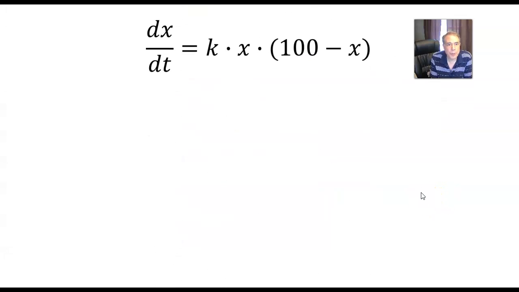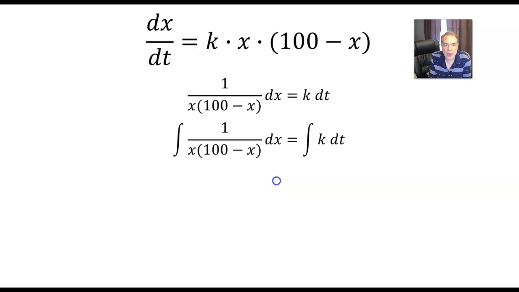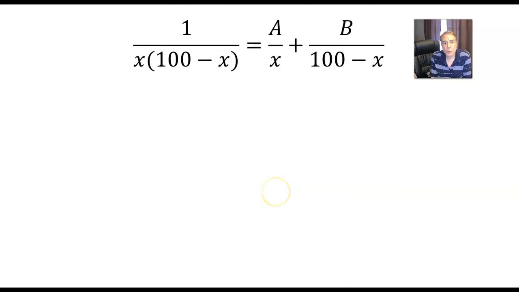It's also a separable differential equation. So we can separate it out into a function of x times dx equals something times dt, and then integrate both sides. And to integrate something like 1 over x times (100 minus x), we want to take that fractional expression and split it up into two separate, simpler fractions. So this involves what's sometimes called partial fraction decomposition. This is equal to some number over x plus some number over (100 minus x).